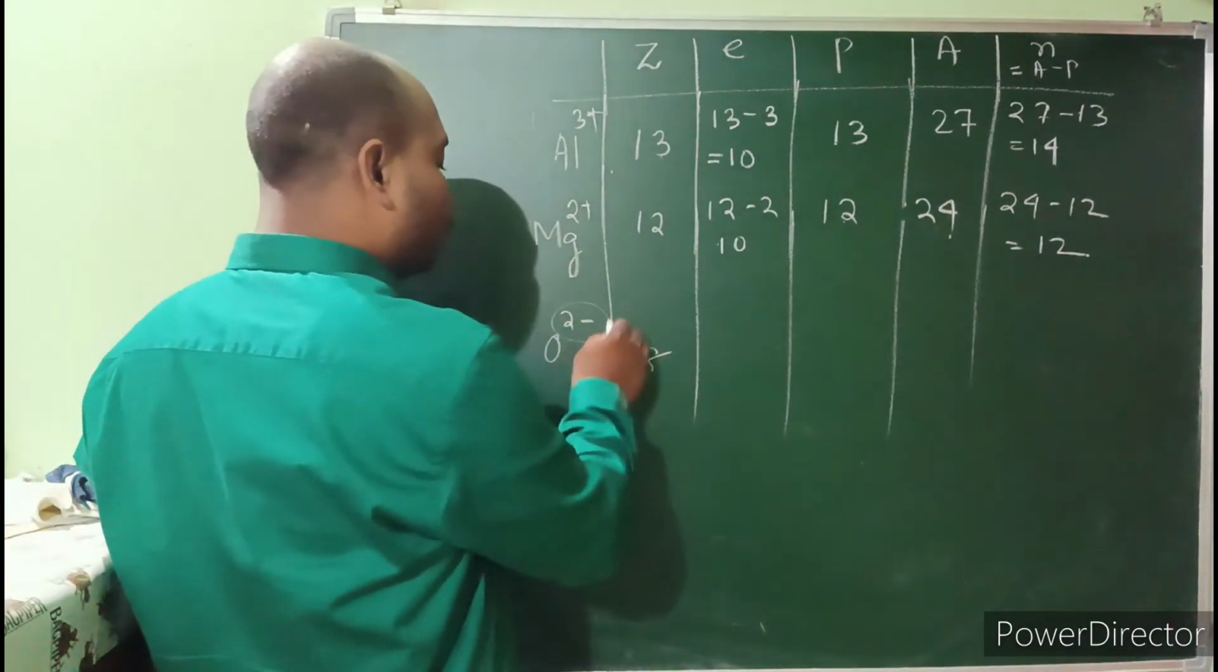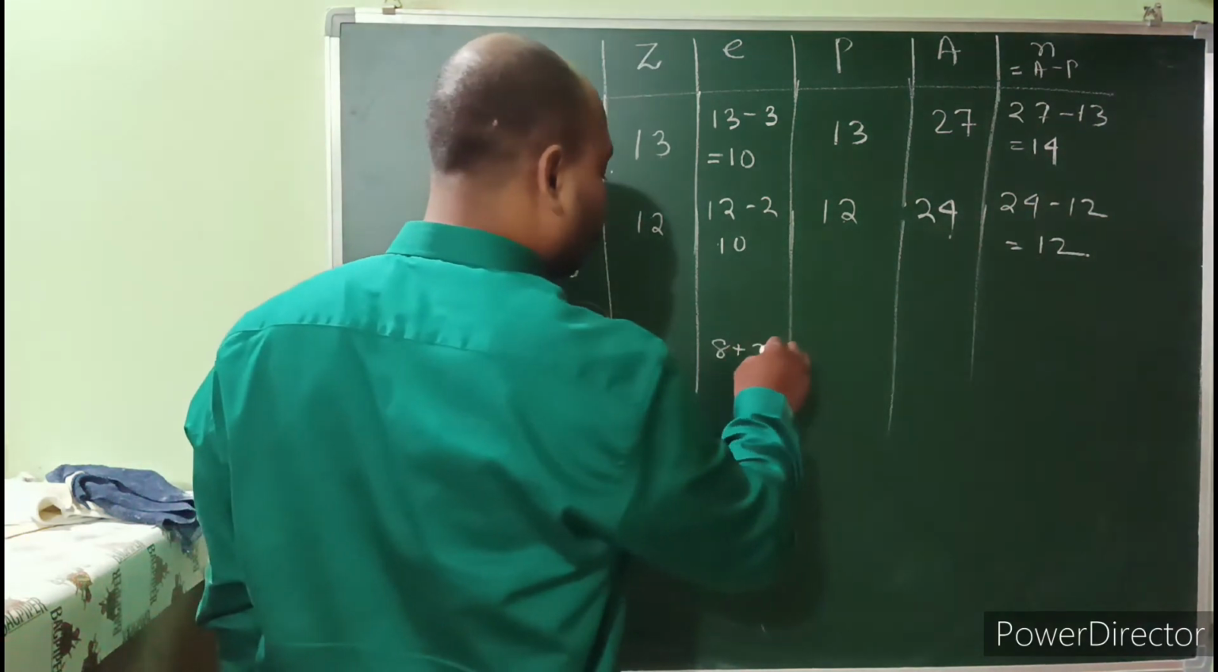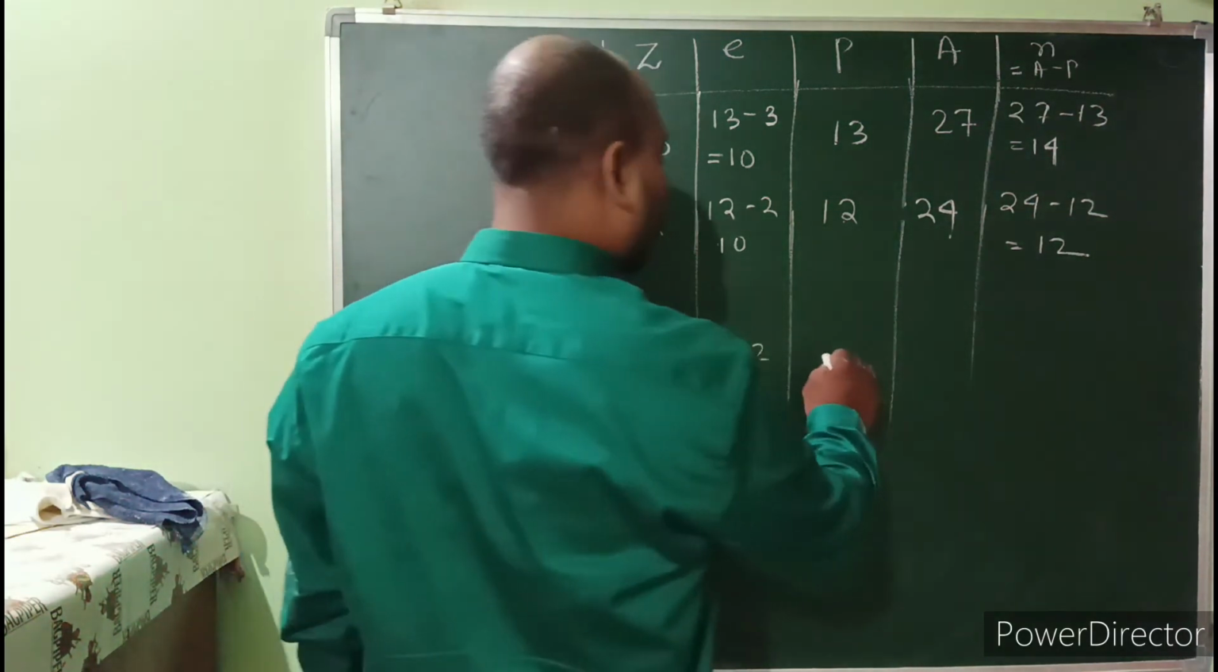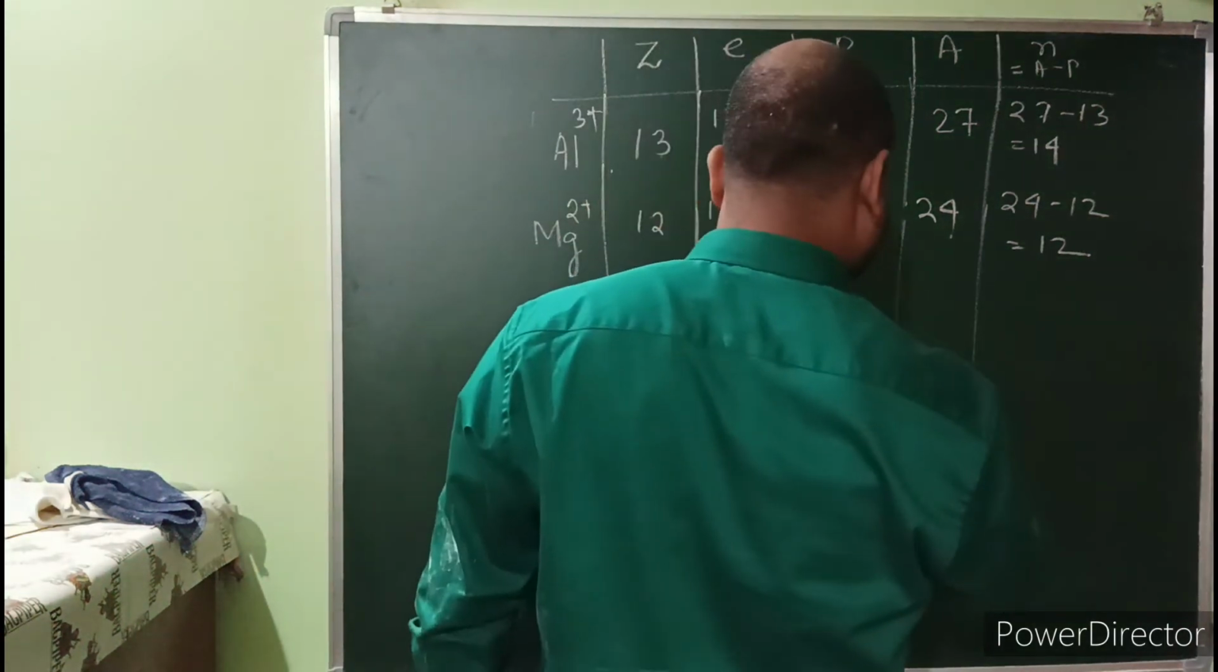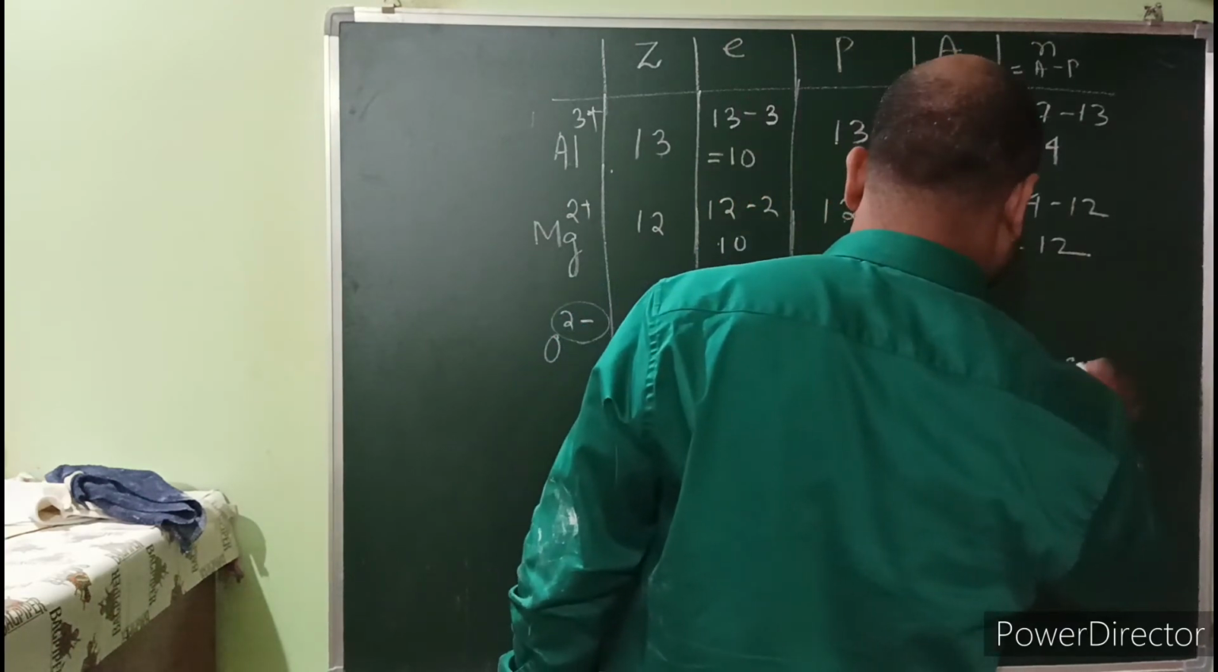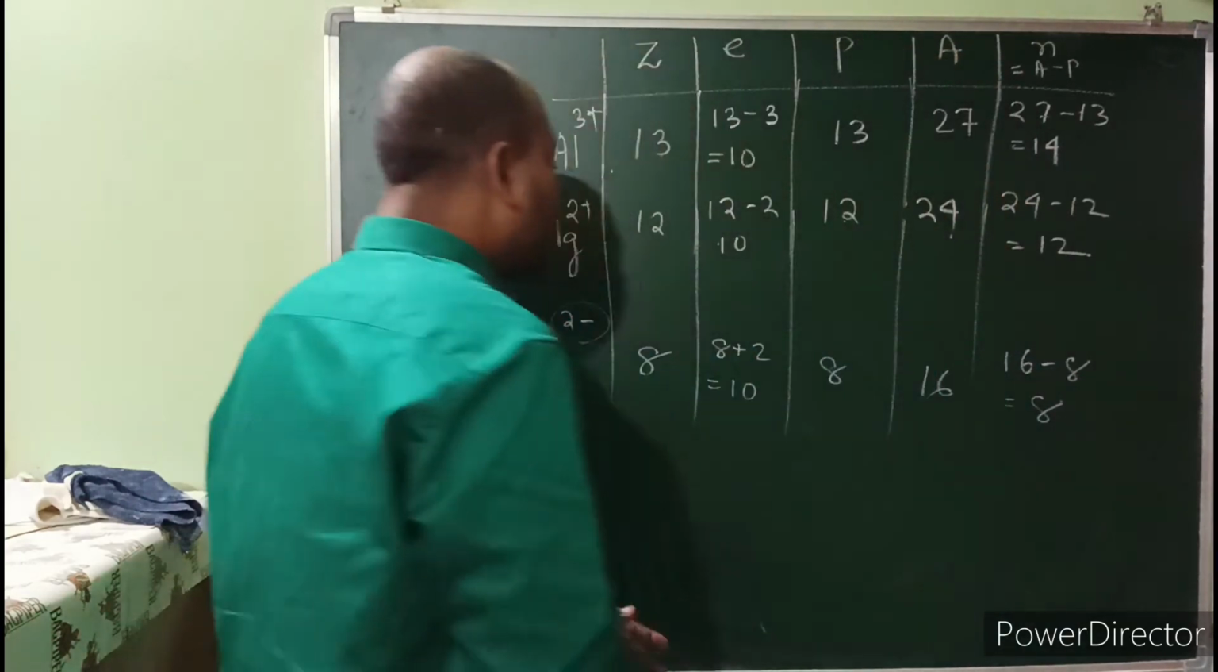For oxygen, 8 electrons and it gains 2, so 8 plus 2, your answer is 10 electrons. Proton will remain the same, 8. Mass is 16, so 16 minus 8 is equal to 8 neutrons.